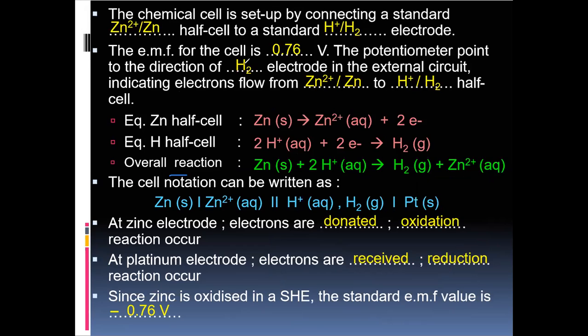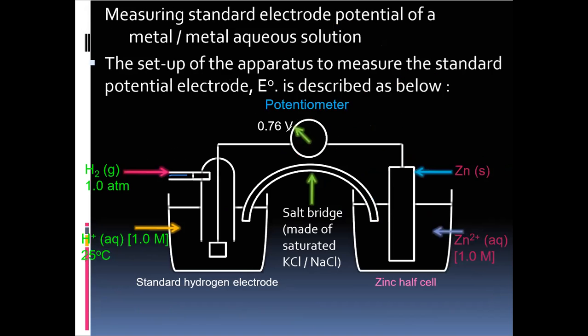The potentiometer points to the direction of the H2 electrode in the external circuit, indicating electrons flow from the zinc metal half cell, the zinc 2+ to zinc, to the H+ to H2 gas half cell. We could see that in the diagram that was there before. You can see the potentiometer pointing towards the hydrogen direction, showing the electron is actually moving from this part to this other part. So because of that, the potentiometer is facing that direction.